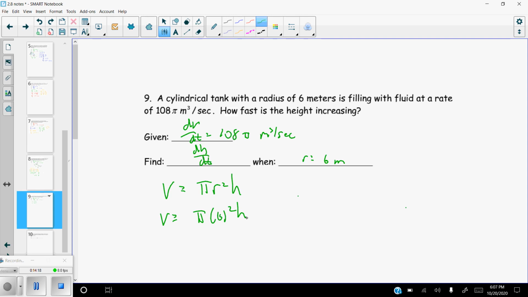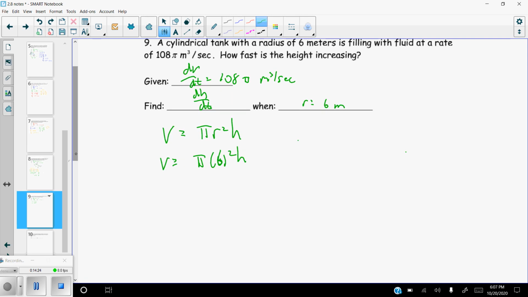Now the height is changing because we're filling the cylinder with fluid. The volume is changing because we're filling it with fluid. So now we can go ahead and take the derivative. So we're going to get that dV/dt is going to be 36 pi, just simplifying that, times the derivative of h, dH/dt, which is what we're looking for. So now all I have to do is fill in the dV/dt, which is 108 pi. And now we can solve for dH/dt.